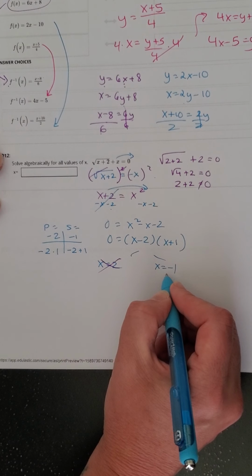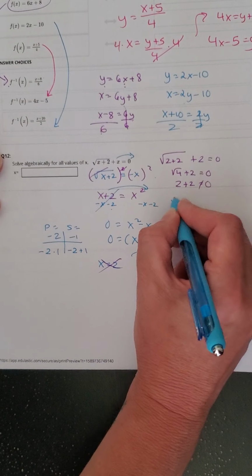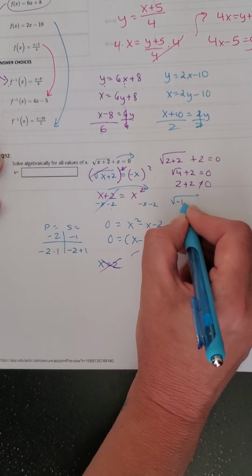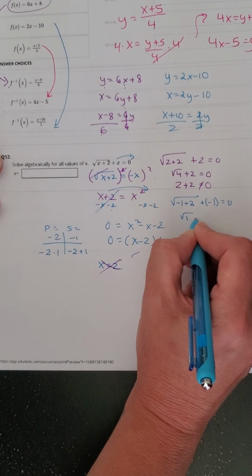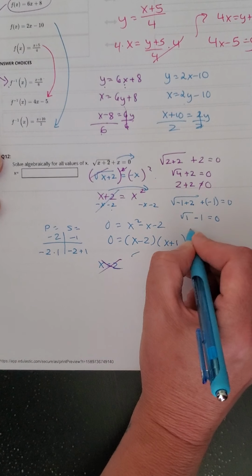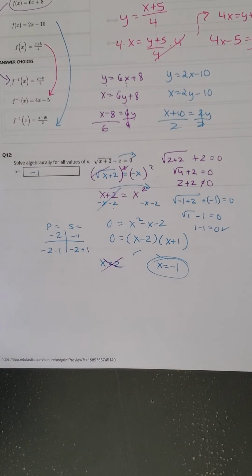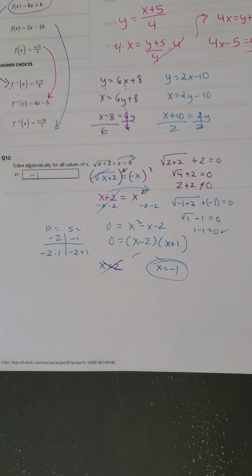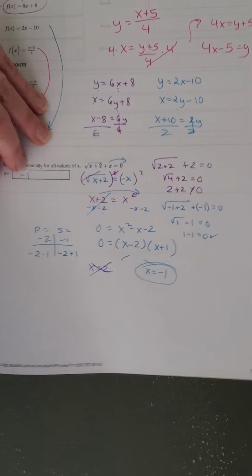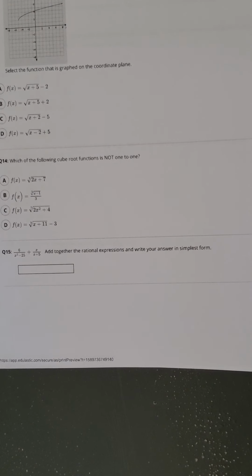The other value, negative 1: the square root of negative 1 plus 2, plus negative 1, equals 0. This would be the square root of 1 minus 1 equals 0. Square root of 1 is 1. 1 minus 1 equals 0. Check. So this is my good solution. Now, it's not always that you get two good solutions, so you do need to check both. All right, next one.